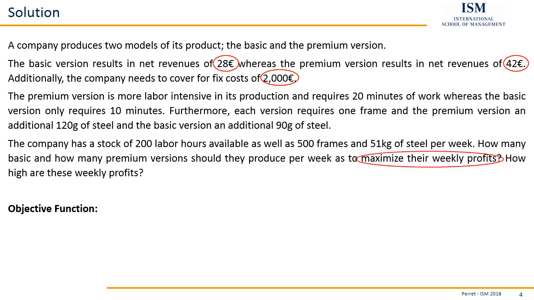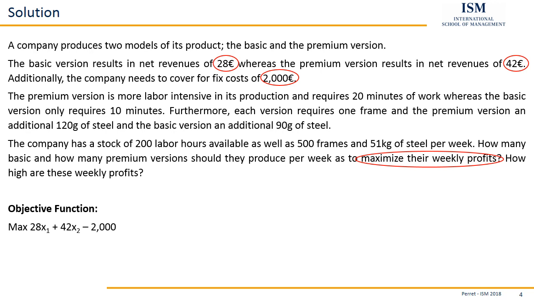So here we have, with this additional information, the objective: maximize, that's the last part. Then 28 times x1, that's the net revenues per unit of x1, plus 42 times x2, that's the total net revenues of all x2, so all premium versions, minus 2,000, as we have the fixed costs of 2,000. We see this is our objective. We need to maximize this function.